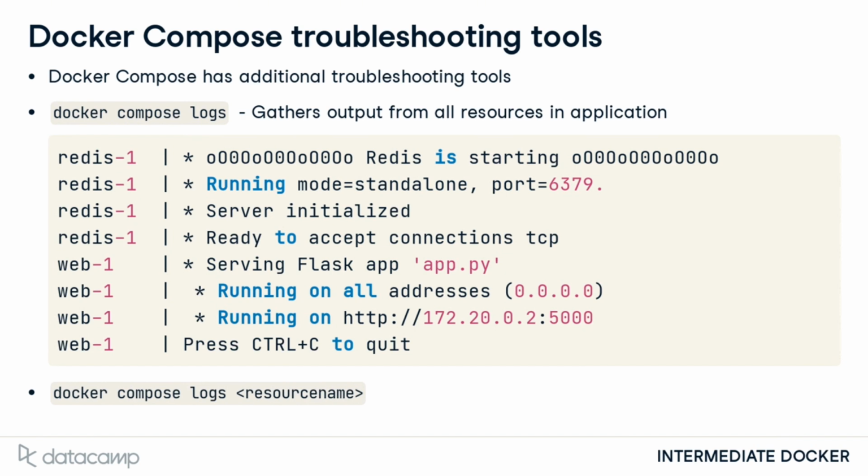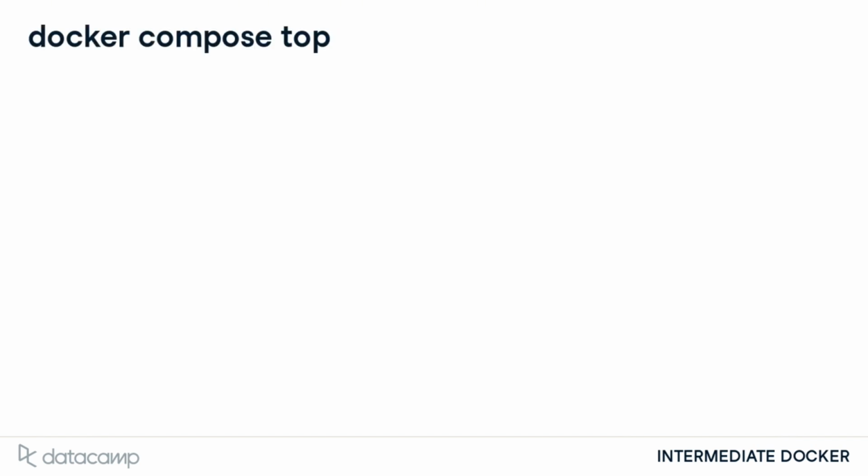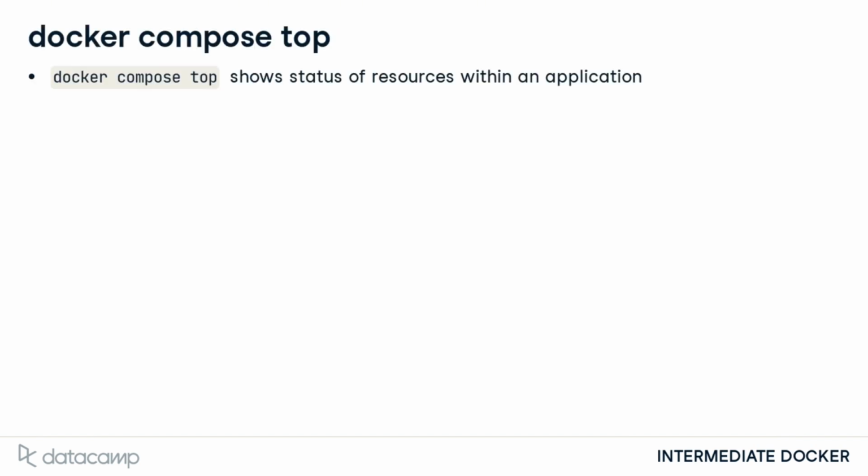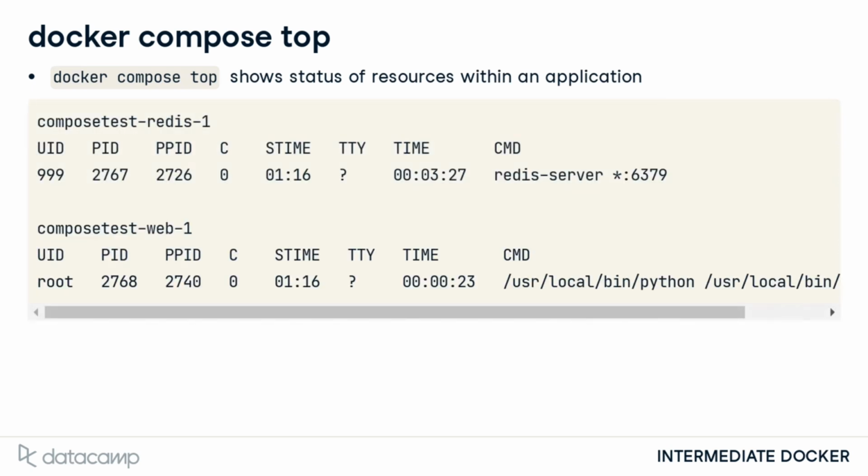from the web resource. Another useful tool for troubleshooting Docker Compose is Docker Compose Top. This shows the status of resources within an application. This example shows the same Redis and web resources with the name of the application, Compose Test.